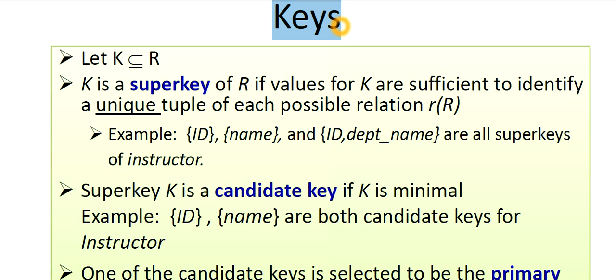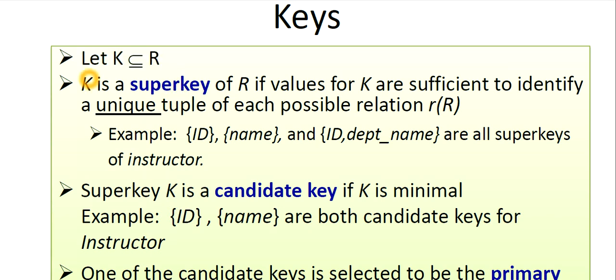You know how important a role keys play in our DBMS. So we have to have a very clear understanding of each of the different keys that we are going to use in our DBMS. First of all, key, if I am representing key by K, then this is a subset of R, and this R is our relational schema.